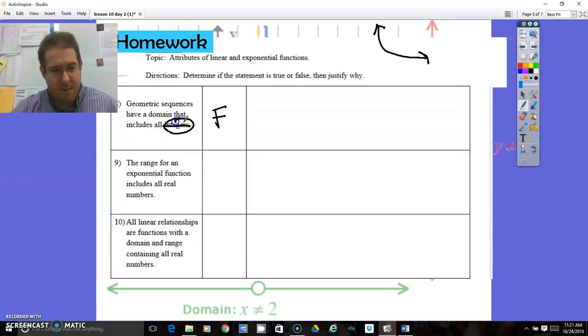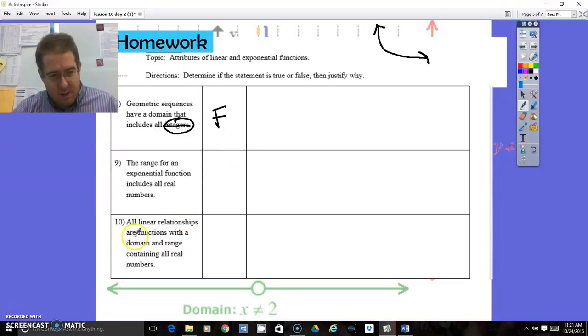Because of this word right here, it actually can include all real numbers. So it can also include decimal numbers and fractions, not just integers. The range for an exponential function includes all real numbers. The range, that is also false because this one does not go up and down infinitely. No exponential function will have a range of all real numbers. It'll always have a horizontal asymptote. It doesn't have a vertical asymptote, just a horizontal. So that is also false.